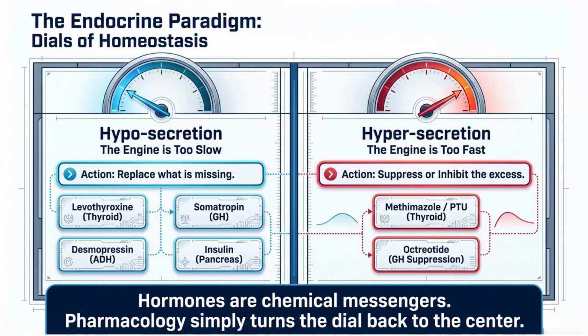Okay, so this I just thought was a good image to show you what medications for all of the systems that we give, if there's too little and if there's too much, okay? So if there's too little, obviously we're going to replace it. Medications for that would be levothyroxine, also known as Synthroid, which is literally just synthetic thyroid for hypothyroidism. Somatropin, we'll talk about in the next presentation. That's a growth hormone. Desmopressin is antidiuretic hormone, and then insulin we'll talk about in this presentation, which is secreted by our pancreas. And then hypersecretion means there's too much. We need to either suppress or stop the excess. So the medications for that are methimazole or PTU for the thyroid, and octreotide for the growth hormone.